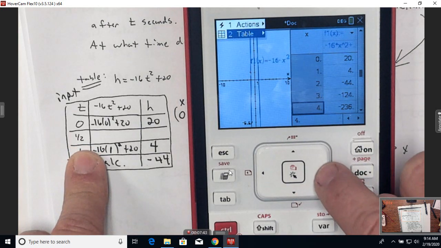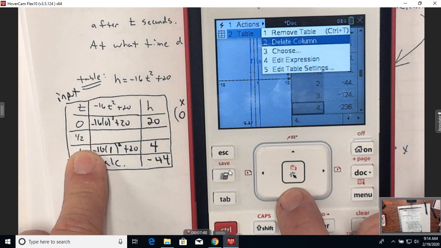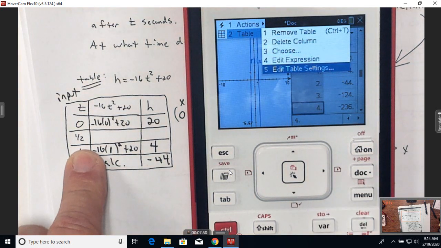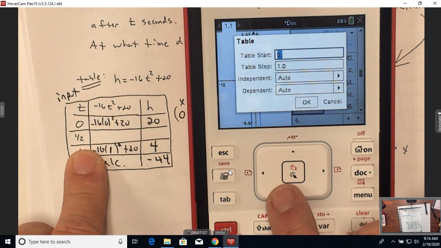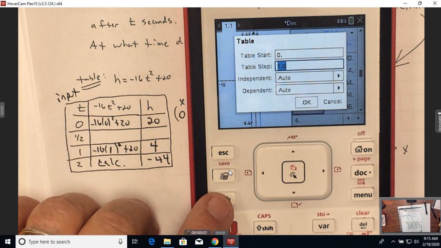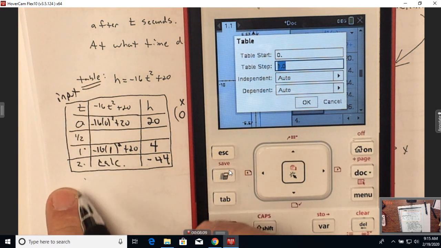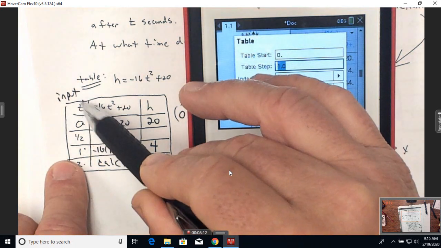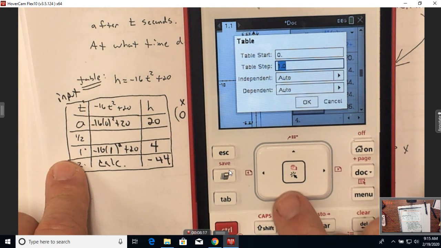Click over to the right here or hit 2. Okay, and then we want to go to edit table settings. So that way I can input my own values. So go to 5. Okay, now you see where this table starts? It's starting at 0. So tab over. This table step means that it's counting by ones. So it's going from 0 to 1. So it's like this: 0 to 1 to 2 to 3 to 4. And it could also go to a -1, -2, -3. That's what it's saying about it. You're counting by units of 1. Okay, I'm not even going to worry about that.